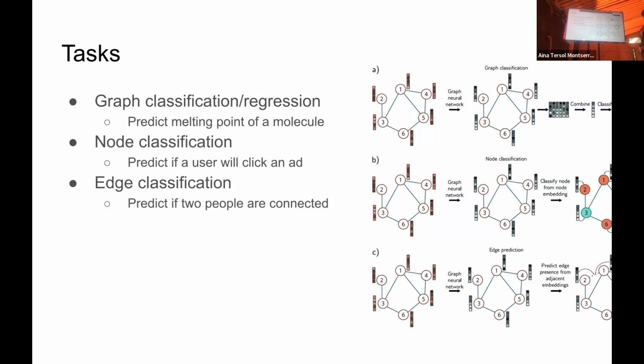But at a more granular level, you can also do node classification. So for a specific node, is that node some class? Is there some regression associated with it? And you can also do that with edge classification. And so these visualizations, this top one is graph classification. So you do some work with it, and then you end up getting the sort of representation of the entire graph.